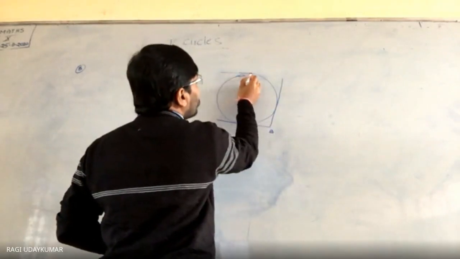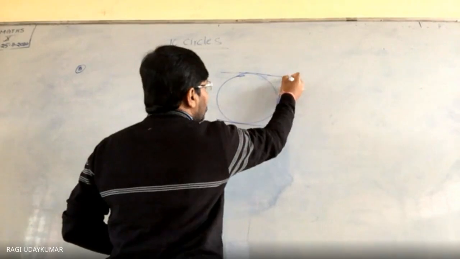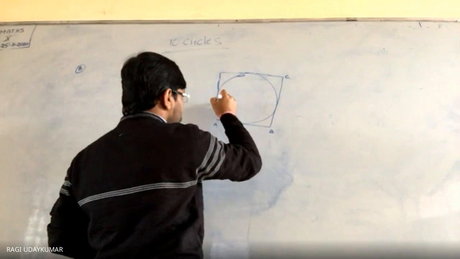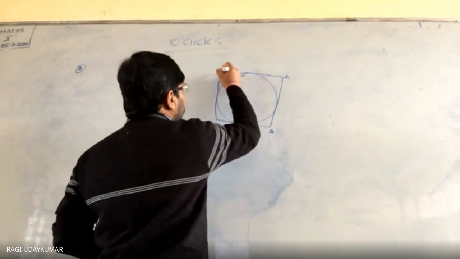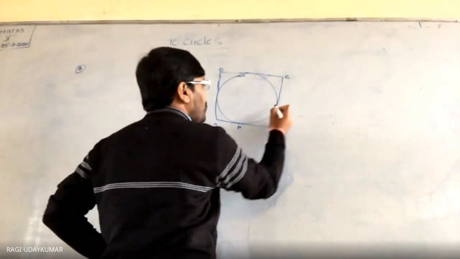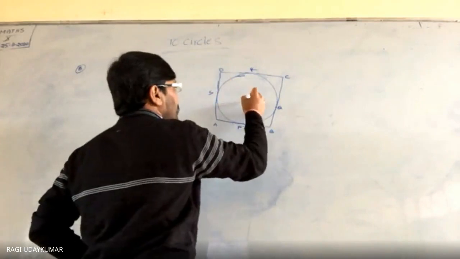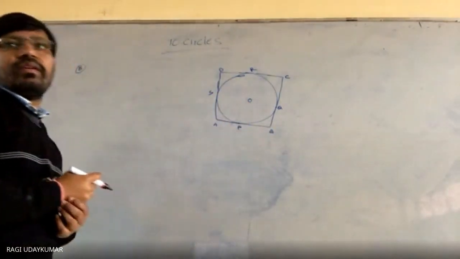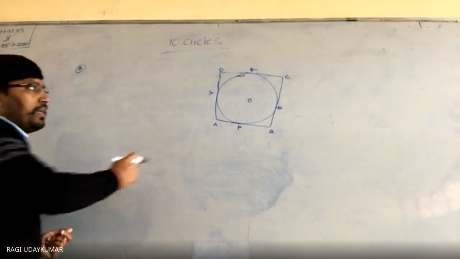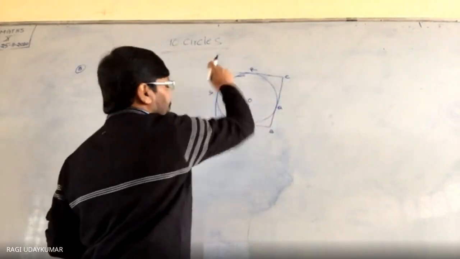You should draw it to touch the circle. C, D, and the touching points you consider here: this is P, this is Q, this is R, and this is S. The center of the circle is considered O. And it is asking you to prove that AB plus CD is equal to BC plus AD.